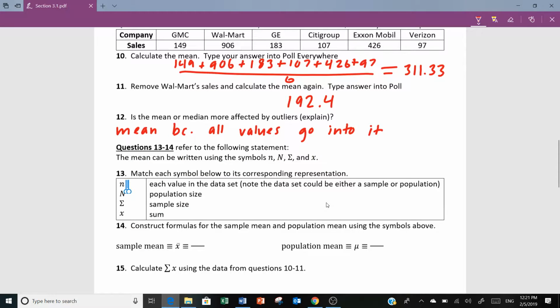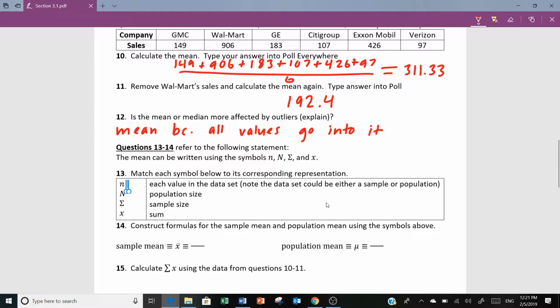Okay, now things are going to start to pick up the pace here. This is the part of the lecture where things go from review to completely new. It turns out that you can write the mean using these 4 symbols here. This is little n, this is big N, this is called sigma, and this is called x.